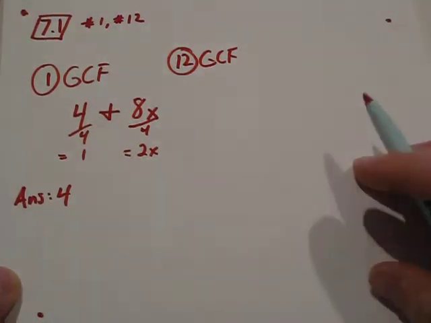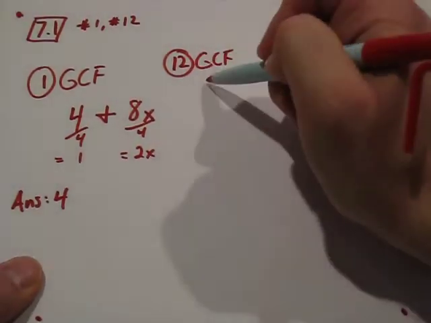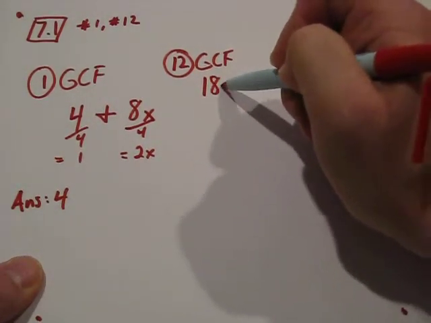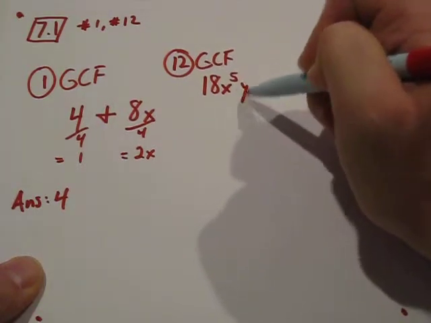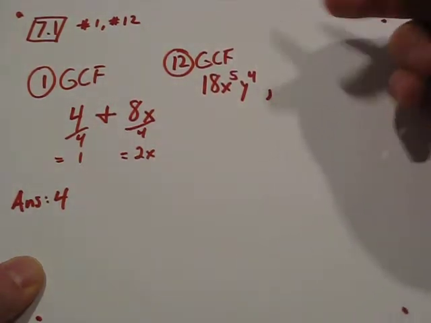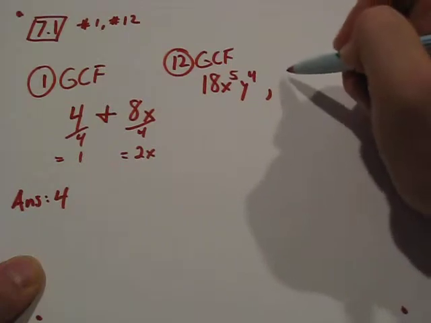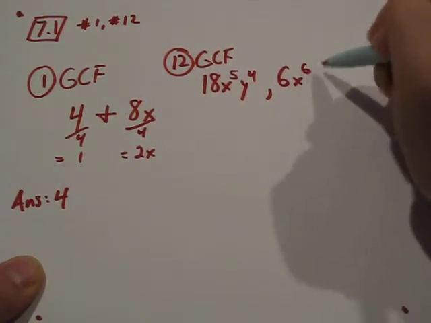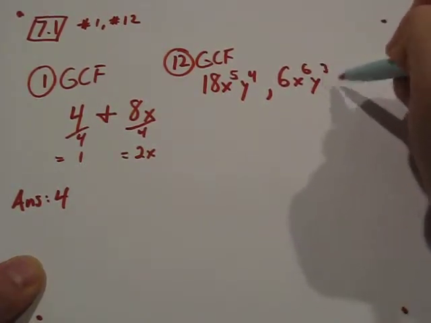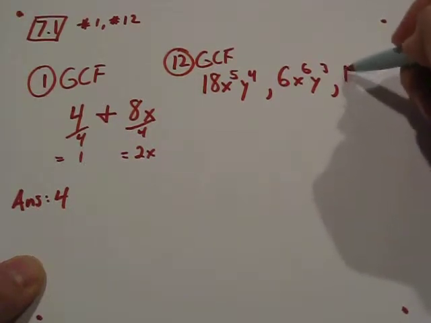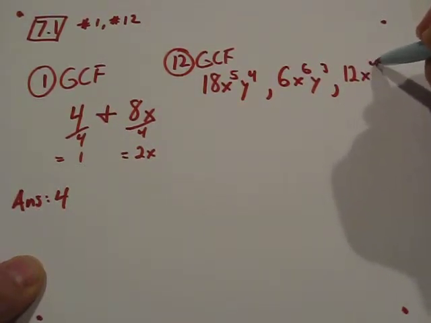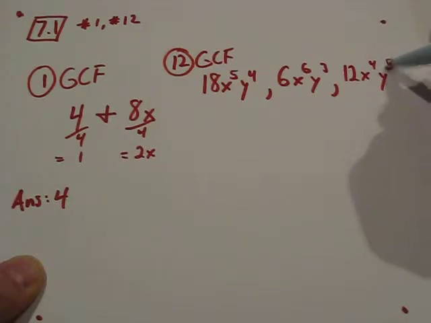And in this case, the problems are much more complicated, bigger problems. You have 18 x to the 5th, y to the 4th, and I'm going to put commas to separate these, 6 x to the 6th, y cubed, and then 12 x to the 4th, y to the 5th.